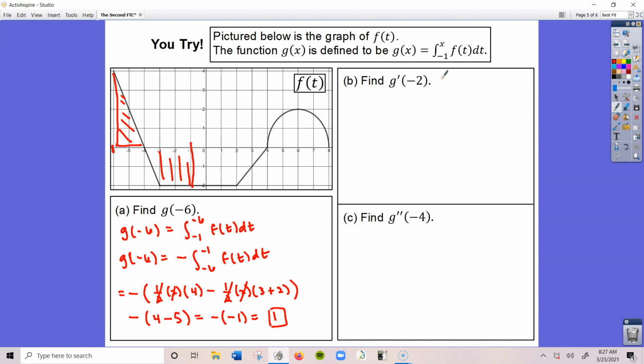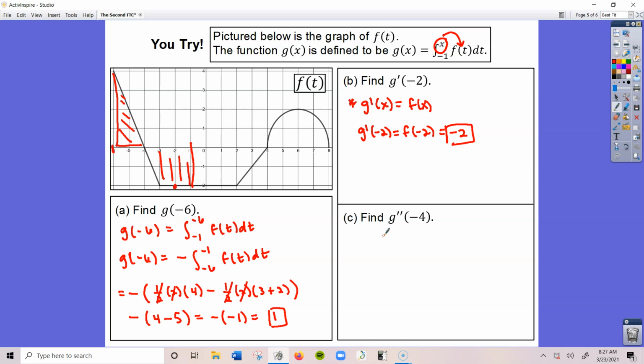Now we're going to find g prime of -2. So first we need the equation for the derivative. So g prime of x is going to equal, and now I'm going to apply that second fundamental theorem. I take the x and plug it in, so it would be f of x, and then times the derivative of x, which is just 1, so f of x. Now if I want to find g prime of -2, that is going to equal f of -2, which I can find here on my graph. F of -2 is -2, so my answer here would be -2.